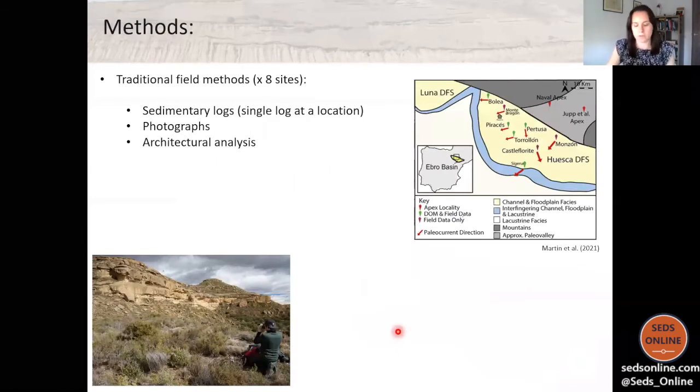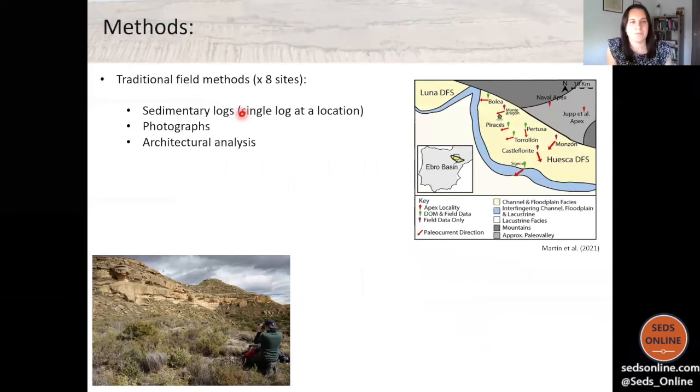So in terms of methods, this work was very much undertaken by Ben Martin. Here he is down here working hard while I photograph him working hard. And we took two approaches to this work. So the first one was traditional field methods, and we worked on 8 sites. So this was Ben's Masters by Research project. So it was still a sizable amount of work that he was doing.